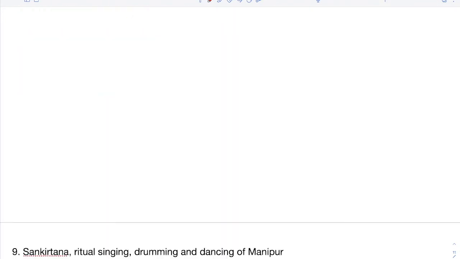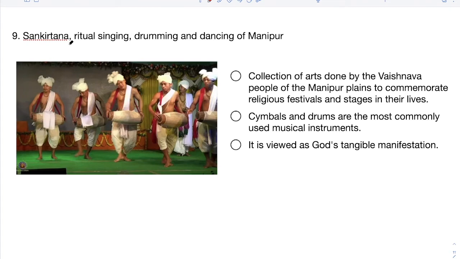Next one, the ninth, Sankirtana, a ritual singing, drumming and dancing of Manipur.